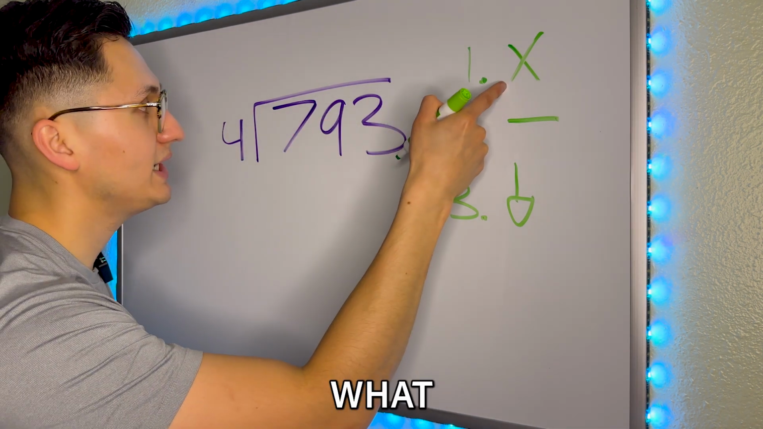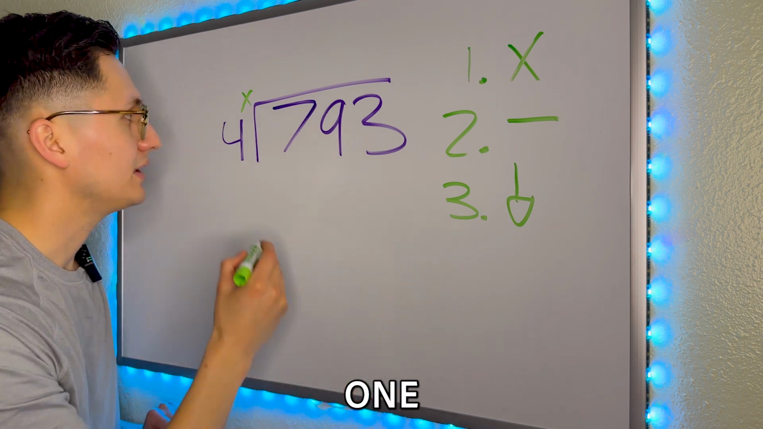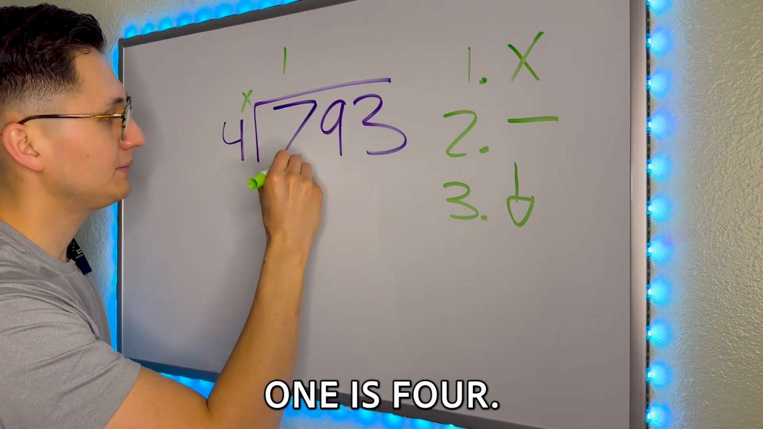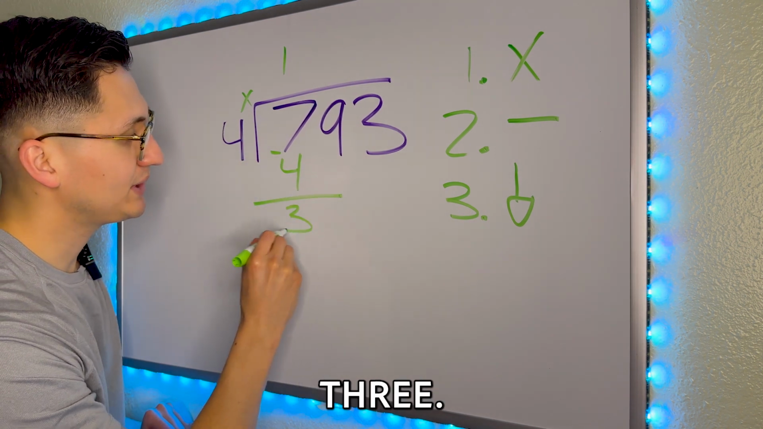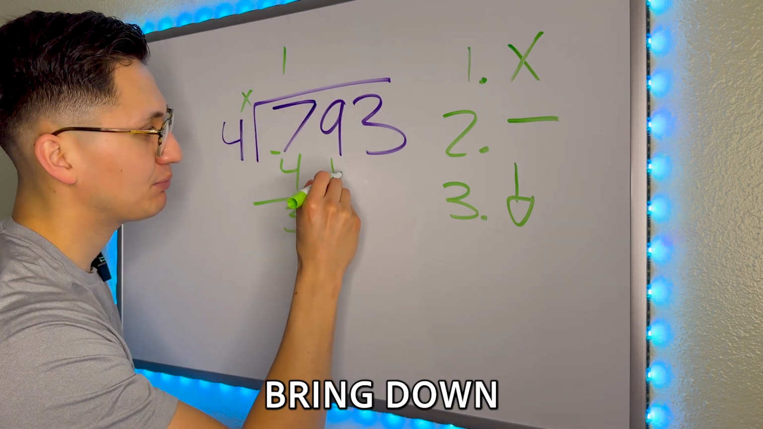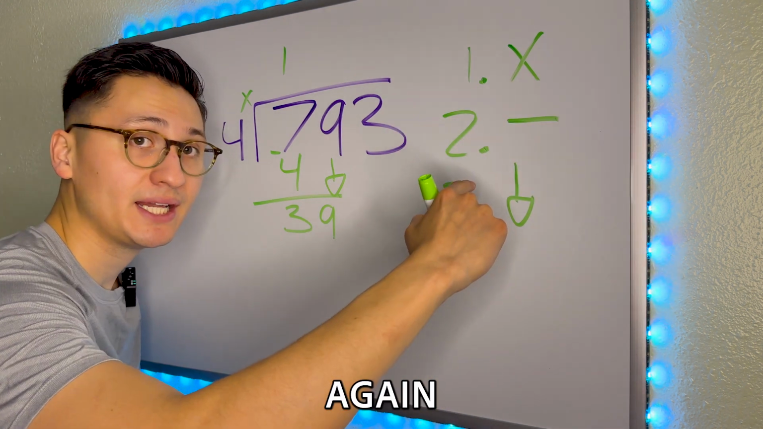4 times what is going to give us 7? Well, 4 times 1. 4 times 1 is 4. Step 2 is subtract. And we get 3. Step 3, bring down. We bring down the 9. Now, we repeat the process all over again.